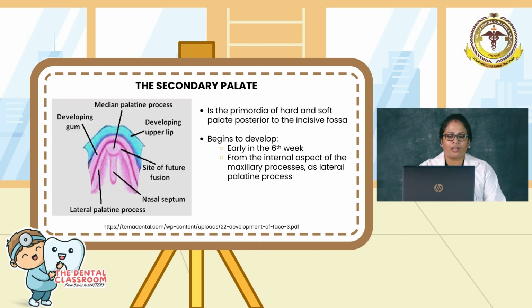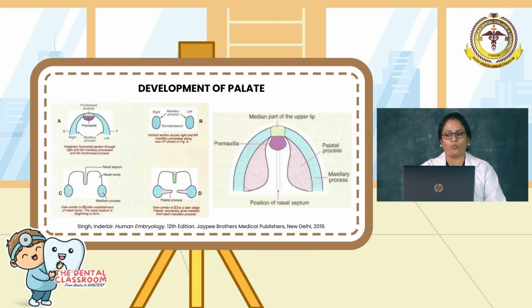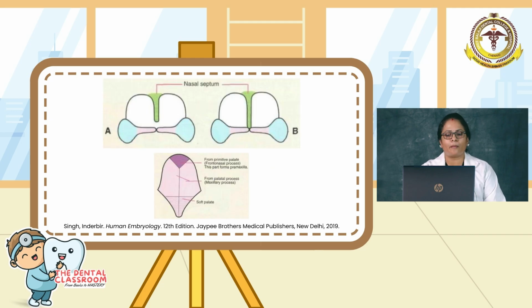The secondary palate actually forms the bulk of the hard and the soft palate just behind the incisive fossa. The development begins around the 6th week when the shelves called the lateral palatine processes grow inwards from the maxillary process. Initially they hang down vertically on either side of the tongue, but as the embryo grows, these shelves elevate, move horizontally and fuse with each other and also with the nasal septum. This fusion creates a proper separation between the nasal and the oral cavity, which is essential for breathing, swallowing and also speaking.